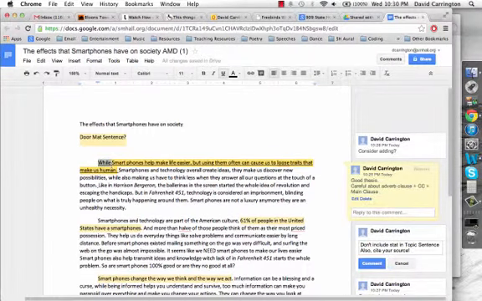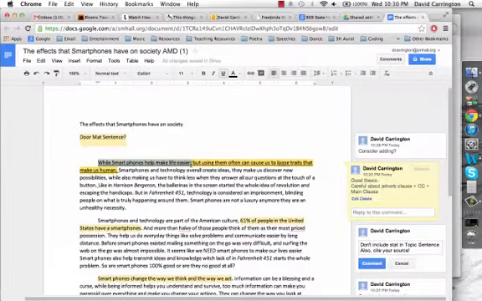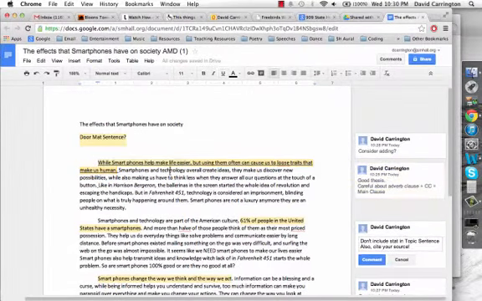Speaking of thesis, I really like it. I think you've thought about it and you've crafted it well. I do think the wording, the syntax needs some adjustment here, though. You start off with an adverb clause: "While smartphones help make life easier, but using them often can cause us to lose traits that make us human."